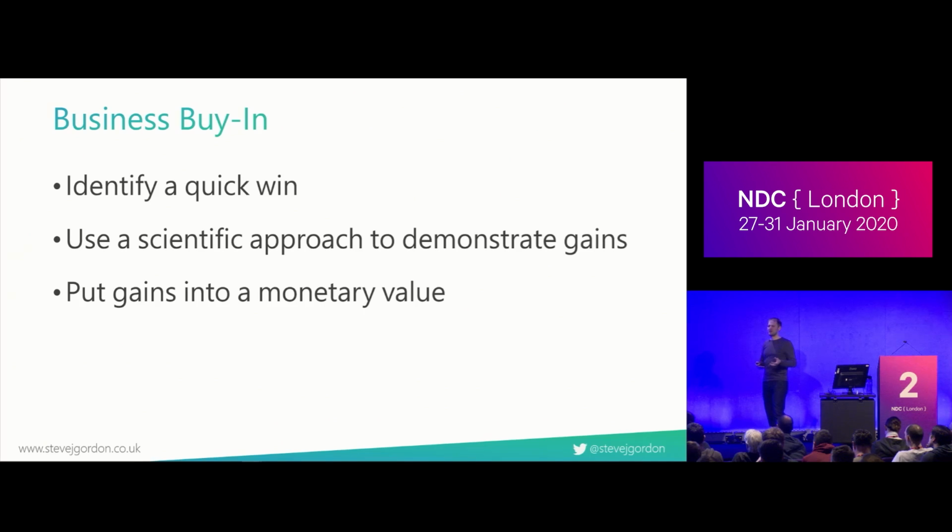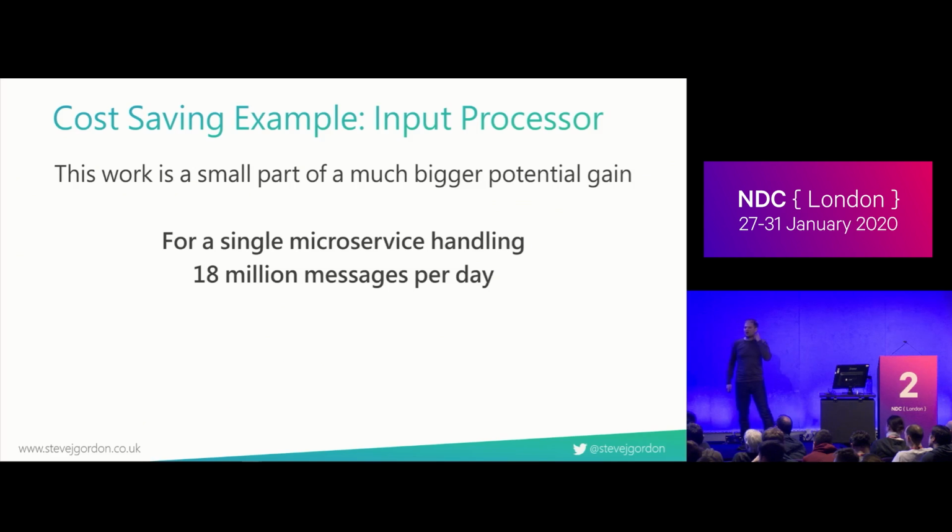Try and establish for them what the value of this is, and give them some kind of cost-to-benefit ratio of you spending time doing this in work time or real time to actually move this forward. So this is one example we had. We have a service that's an input processor. This is one of the things that's doing kind of 18 million messages a day. So fairly common high-volume workloads.